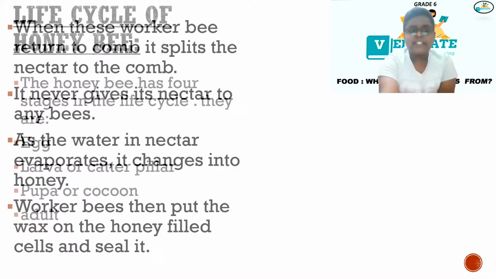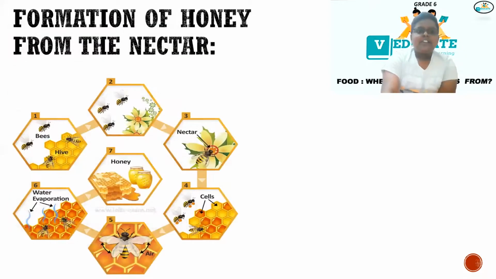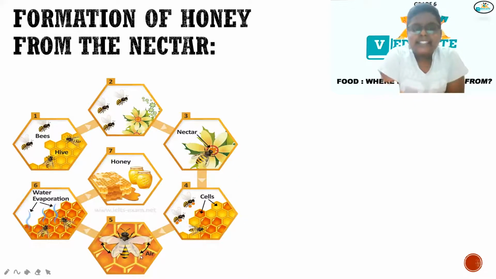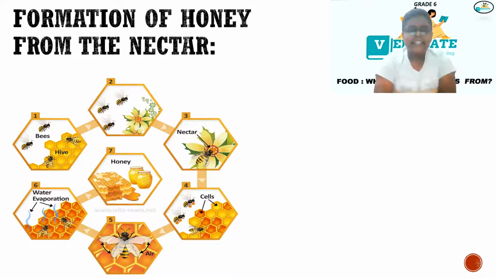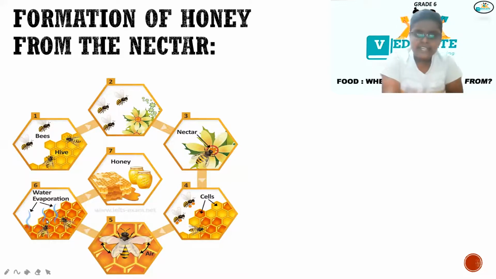Let's see the picture of it again. First the bee came to the flower and sucked the nectar, and put it in the cells. It is tightly packed and sealed, and the water in the nectar evaporates and the honey is formed.